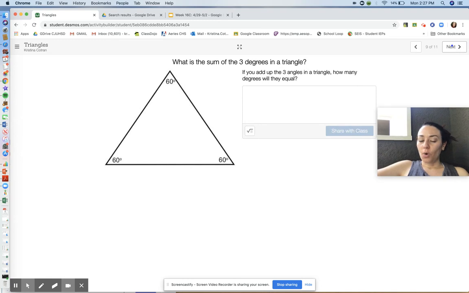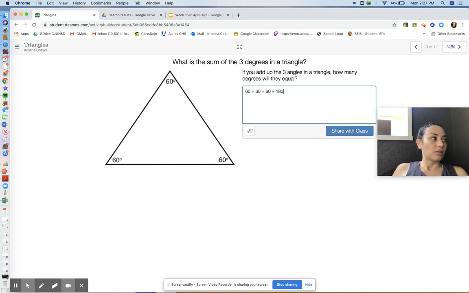Okay, here we go. What is the sum of the 3 angles in a triangle? So I gave you an equiangular triangle, all the angles are equal. 60, 60, 60. Can you add those angles together? What is 60 plus 60 plus 60? Let's go ahead and write it. 60 plus 60 plus 60 equals 180. So all triangles have a sum of 180 degrees. All of them do.